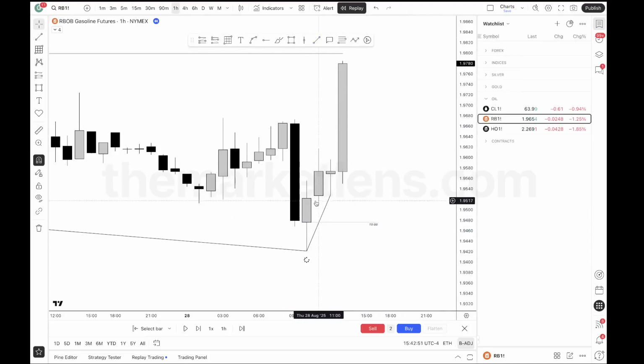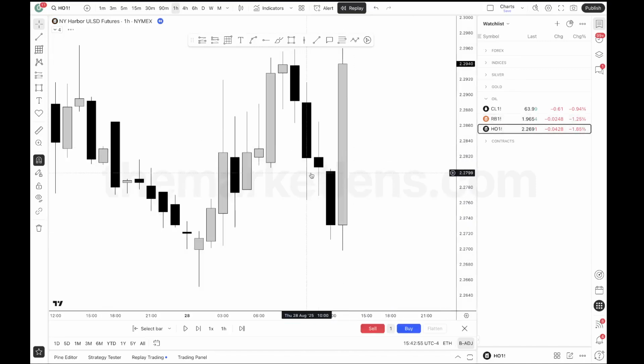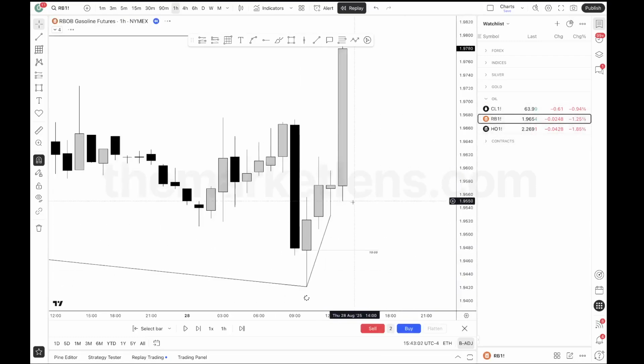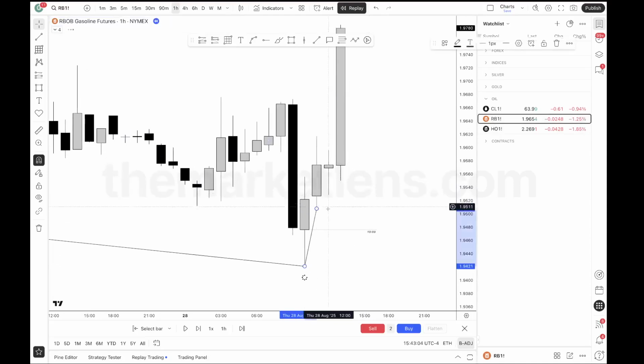Is a two-stage PSP, right? This 10 a.m. candle is bullish. Over here, it's bearish. Over here, it's bearish. We run out that candle's low, as you see. On this asset, we do not.